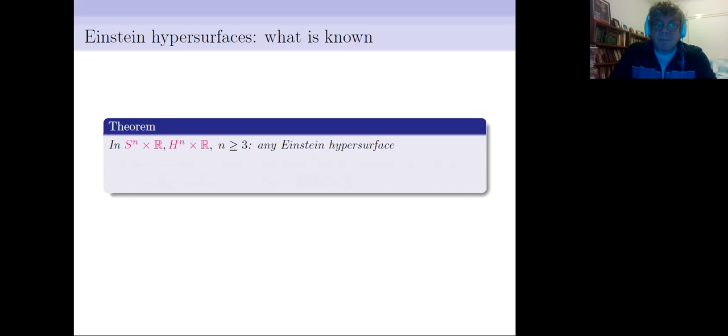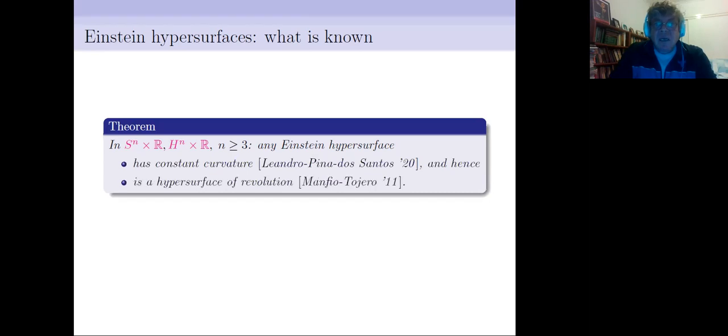So we have one of these two Riemannian spaces. We multiply a sphere with a round metric by R, or hyperbolic space with a round metric by R again. And the theorem said that any Einstein hypersurface in any of these two spaces necessarily has constant curvature, and this was proved like 2 years ago. And then such hypersurfaces are known. There are hypersurfaces of revolution in such spaces, and a hypersurface of revolution is what you think it is.